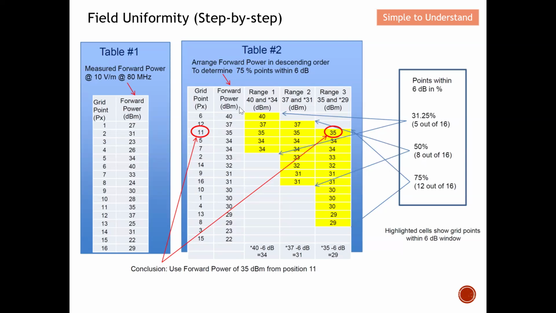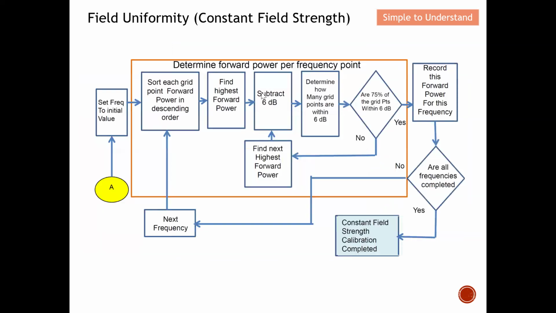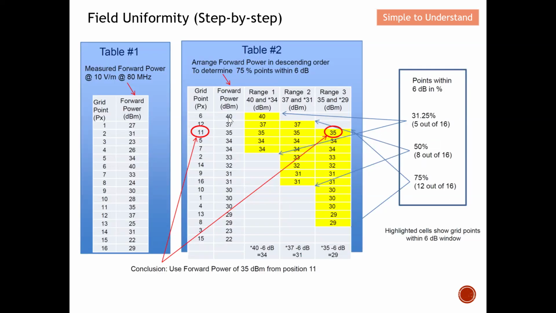Next, if you still remember, I need to subtract 6. Can you still remember? Subtract 6. So I do 40 minus 6, which is 34. Basically, from here you can see that these 1, 2, 3, 4, 5 will be able to achieve the range. However, 5 out of 16 is actually 31.25%, so I'm not able to meet the criteria.